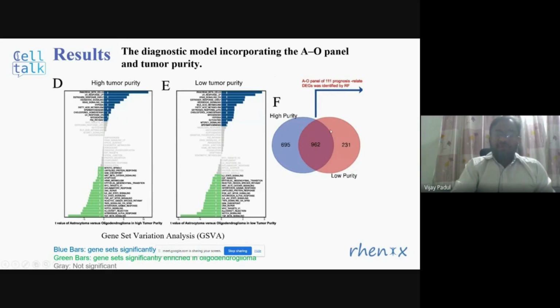So when they performed this analysis with high purity and low purity subgroups of these tumors, they identified 111 prognosis related differentially expressed genes, and they identified it by using a random forest model. So by using these 111 genes, they proposed an astrocytoma oligodendroglioma panel.